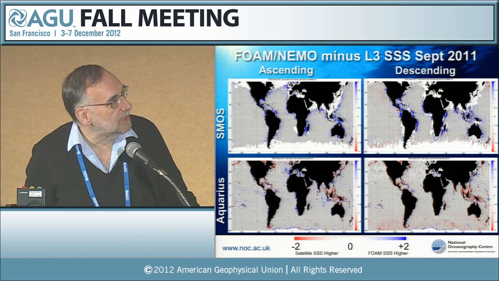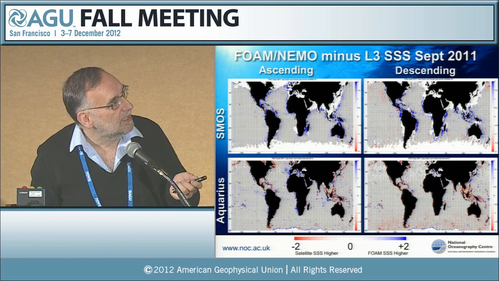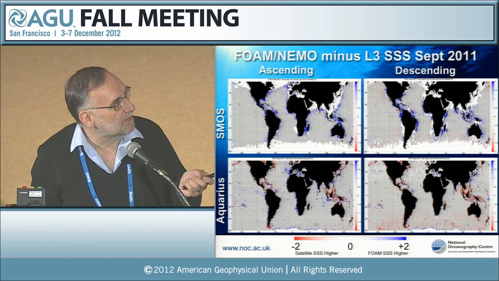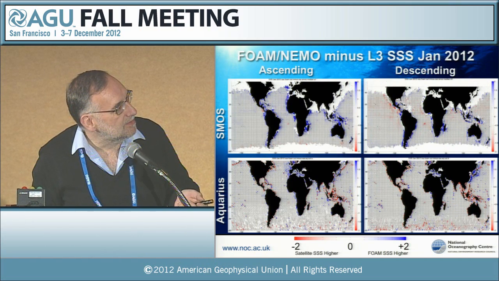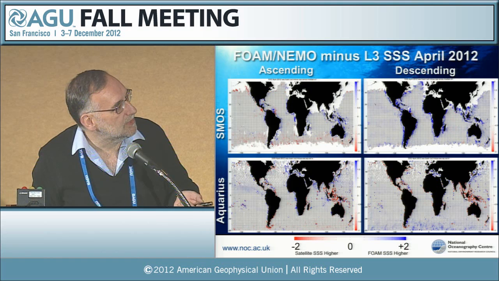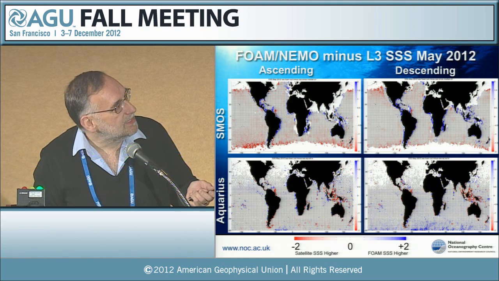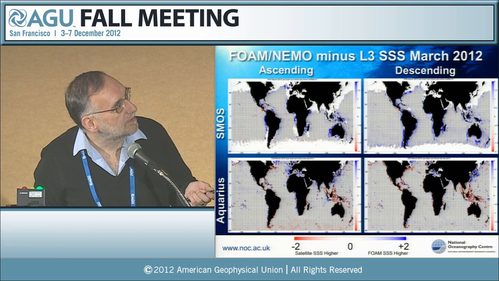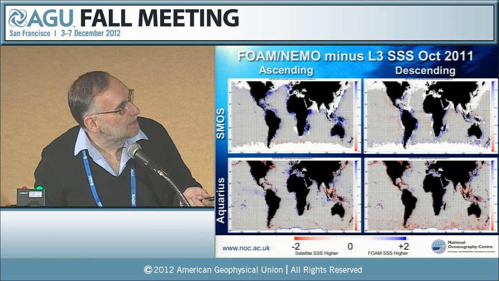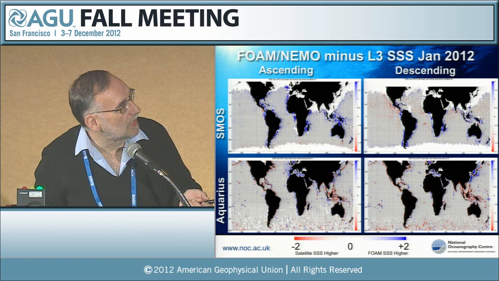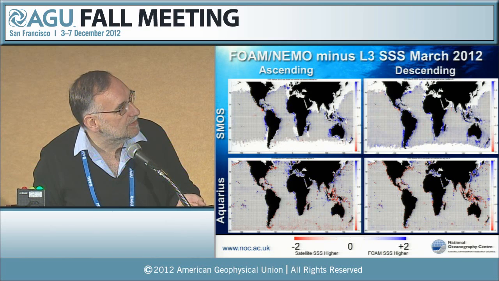So now moving on to the comparison with Foam Nemo. This is Foam Nemo minus the level 3 sea surface salinity products that we derive from SMOS and Aquarius. And I just flick through the 9 months. You can see that many of the differences are in the coastal areas and around the ice edges and so on, which is what you'd expect. So for most of the time, the differences between the satellite and the model are not that large, and therefore, over most of the world's ocean, you can probably use the data with confidence.